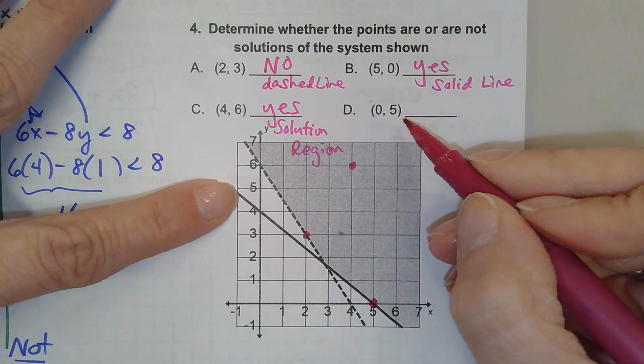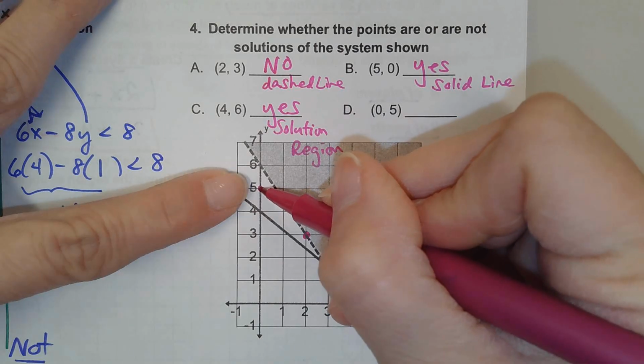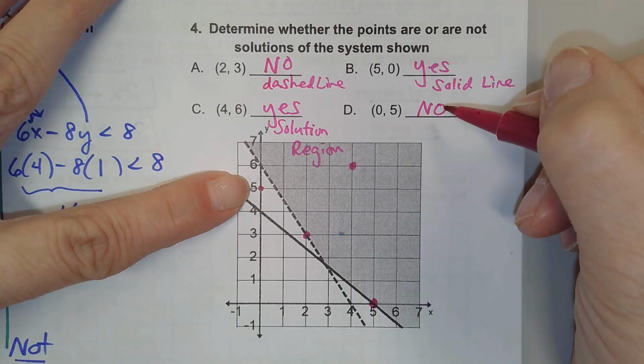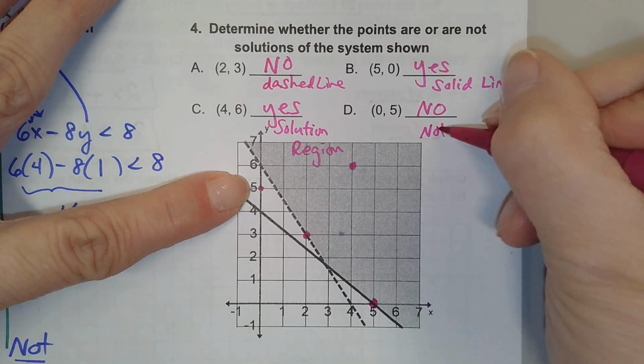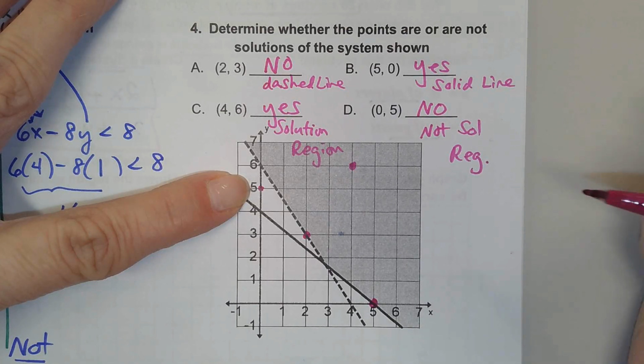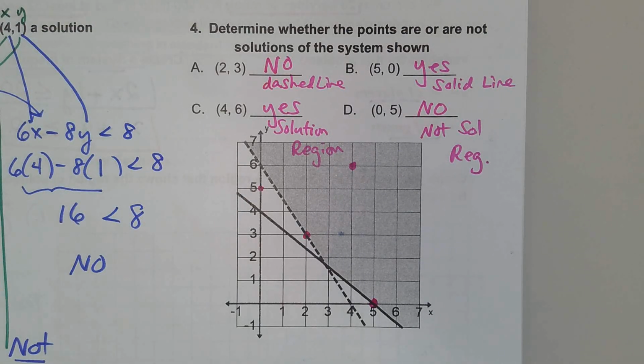0, 5. Is that a solution? No. Why not? It's not in the solution region. Great job drawing 2 inequalities today.